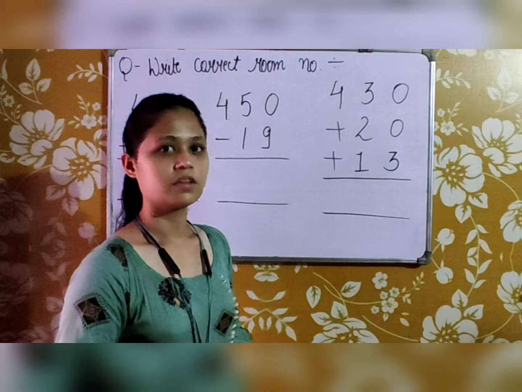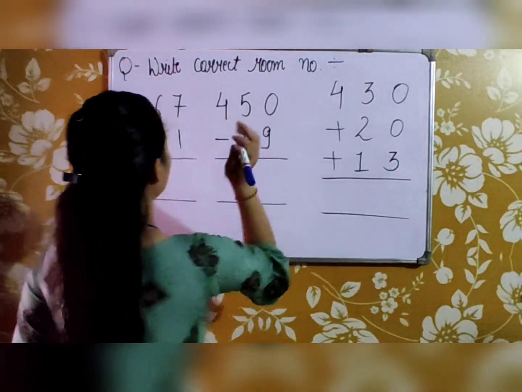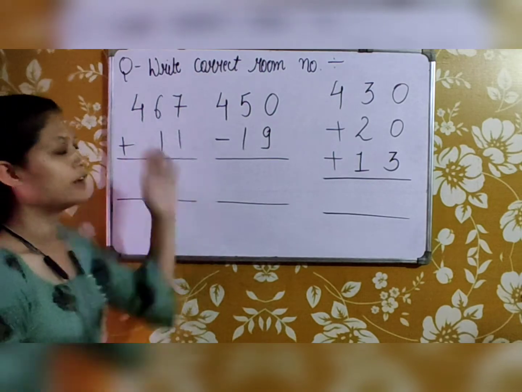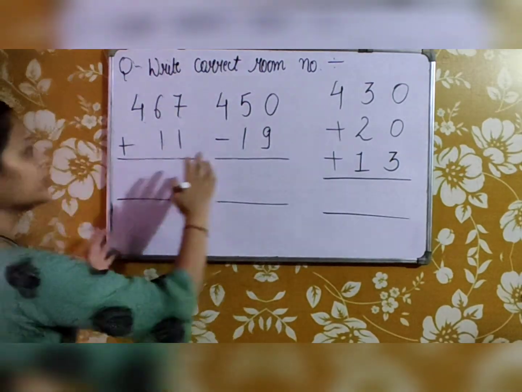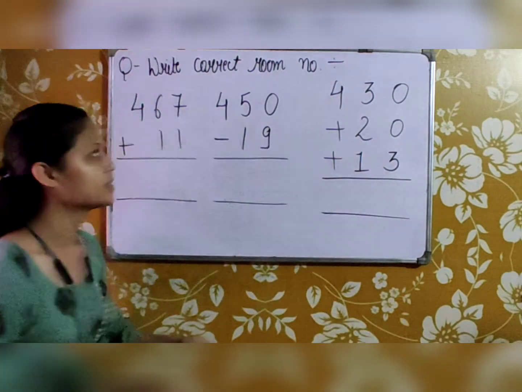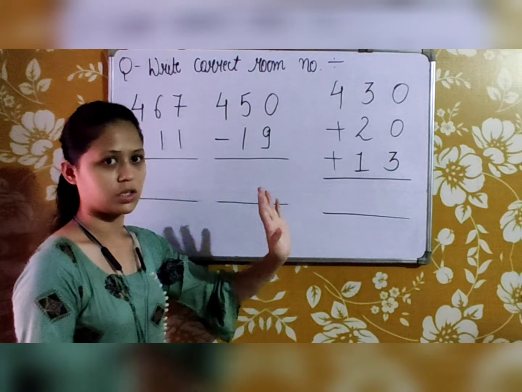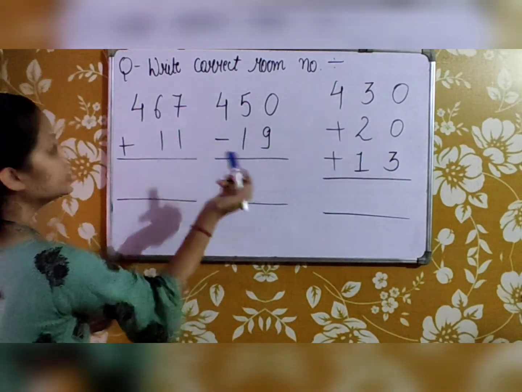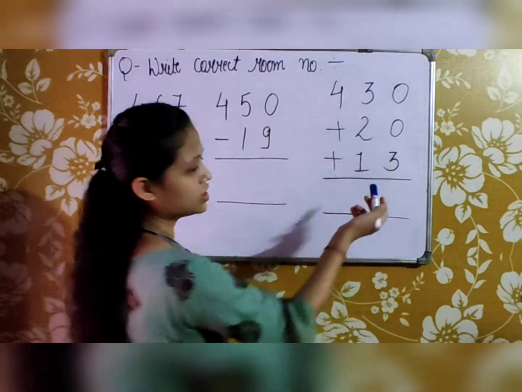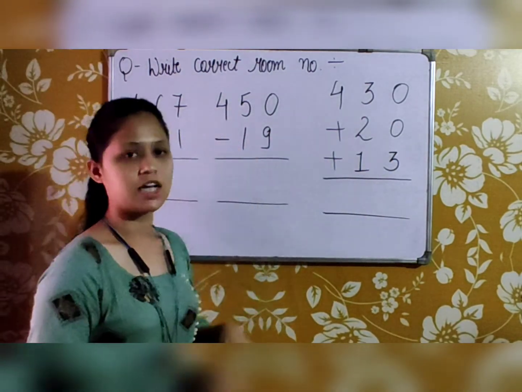So let's see. Now the question is: write the correct room number. What we have to do here is find the correct room number. In your book some of the problems are given like this, either addition or subtraction. It can be 2-digit addition or 3-digit addition. So different types of sums and subtractions are given in your book.